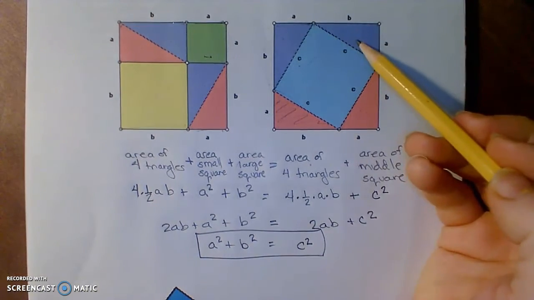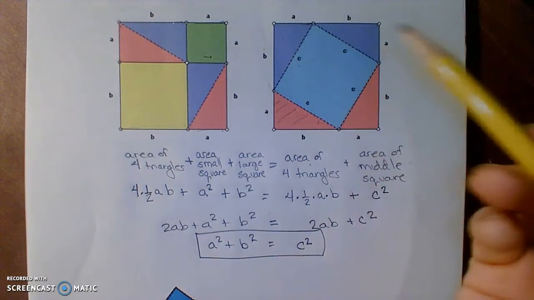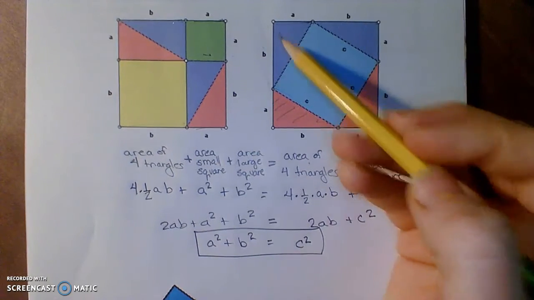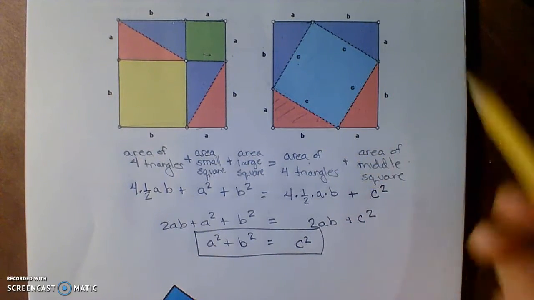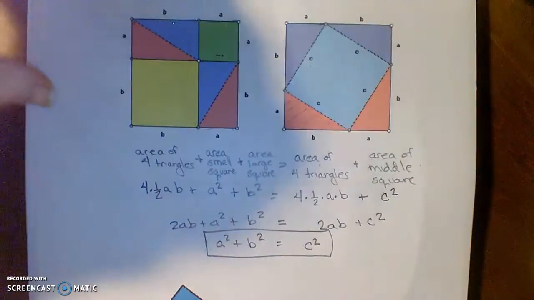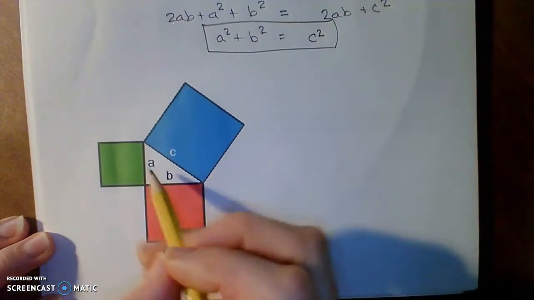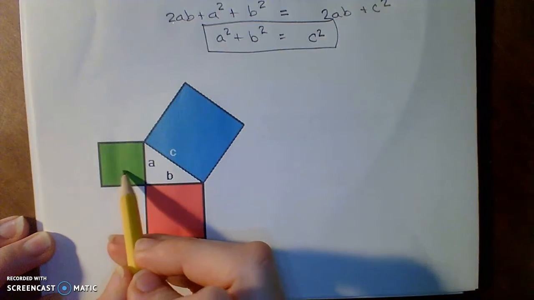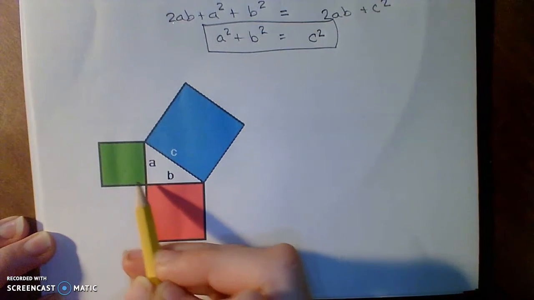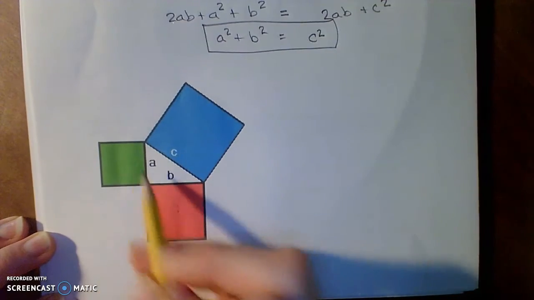And they think that Pythagoras, who was a Greek mathematician, probably came up with this proof. And then the next video that you'll see is a visual of the sum of the areas of the two squares, A squared plus B squared.